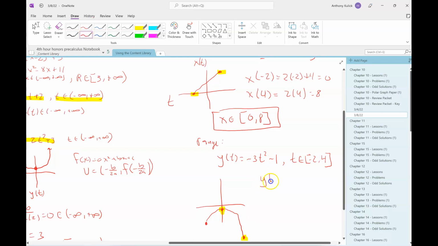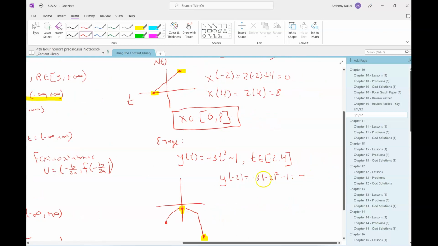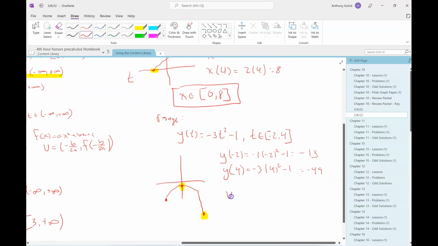So the endpoints, those are easy to get. So that's what? 4, -13. So 16 times 3 is -48, so -49. Okay. And then the vertex, again, -b over 2 times a. So that's 0. And then y of 0 is just -1.